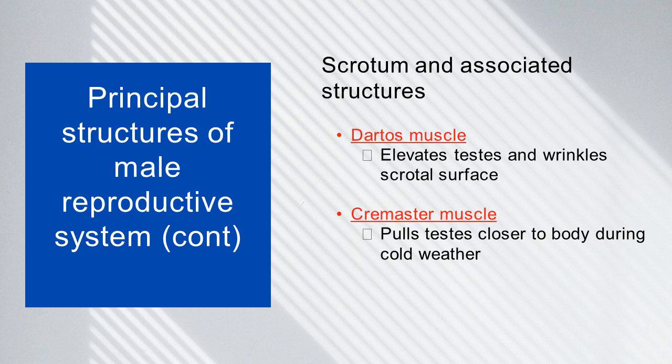In response to the cold weather, the dartos muscle will elevate the testis and wrinkle the scrotal surface to reduce heat loss. And at the same time, the cremaster muscle will pull the testis closer to the body to get heat from the body. Okay?